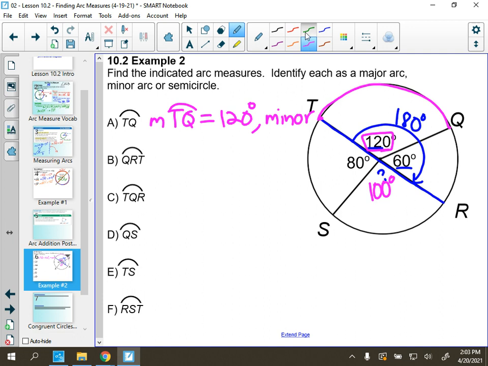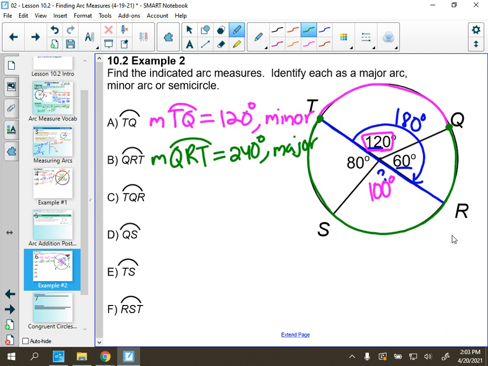All right, next up, we'll see if we have enough colors to do one for each. Measure of arc QRT. Starting at Q, travel through R and get all the way around and finish at T. So I'm just going to go 100 plus 80 plus 60, 240. That would be a major arc because I've traveled more than half of the circle. That's the other way to think about it too: we've traveled more than halfway around. That's going to put us at a major.